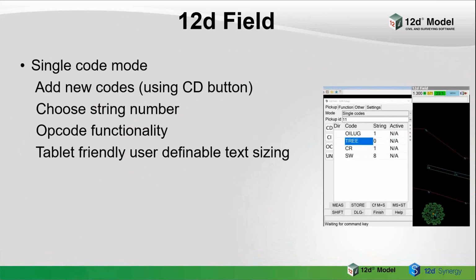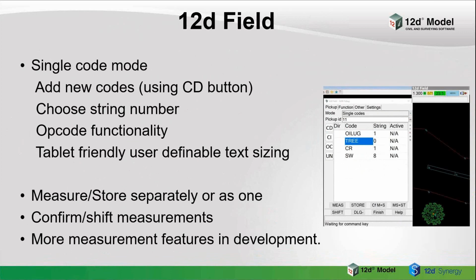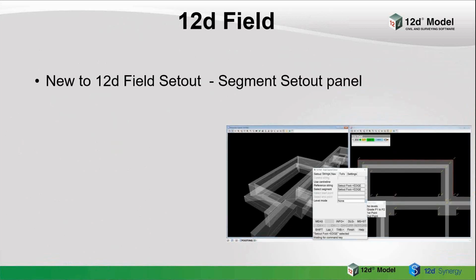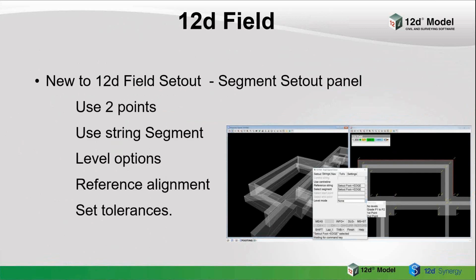As I said, at the Birds of a Feather in July, we'll be going through this in a lot more detail. You can use all of these things at the same time, which again was hard because one of these before was in set out, this basic pickup, and the other one was in the pickup. So you can just mix and match. One new thing there too is a segment set out panel. That was not available before, so you can use 2 points, use a string segment and so on. So again, it's been asked for by people on the set out side.